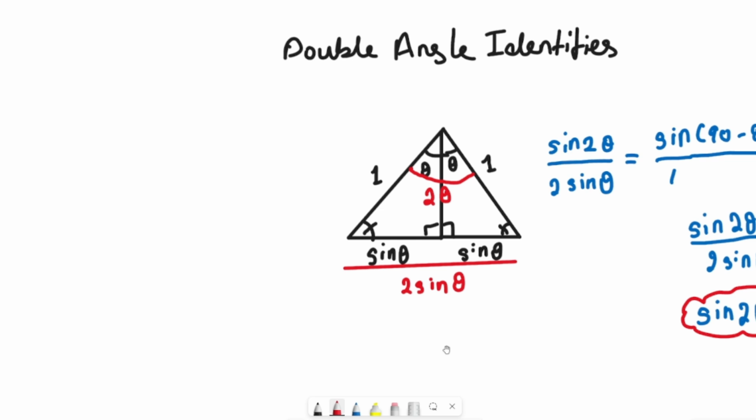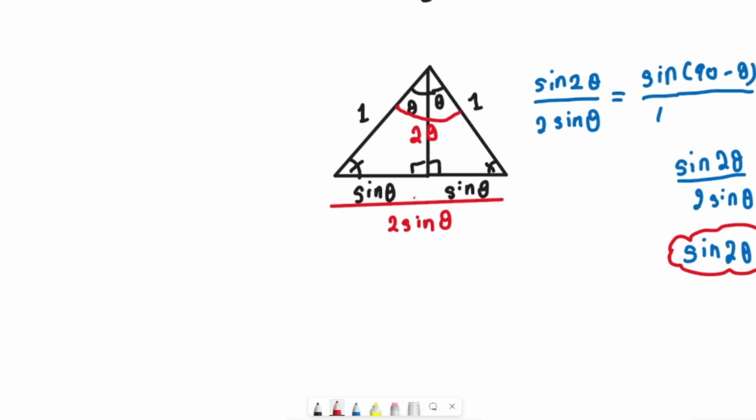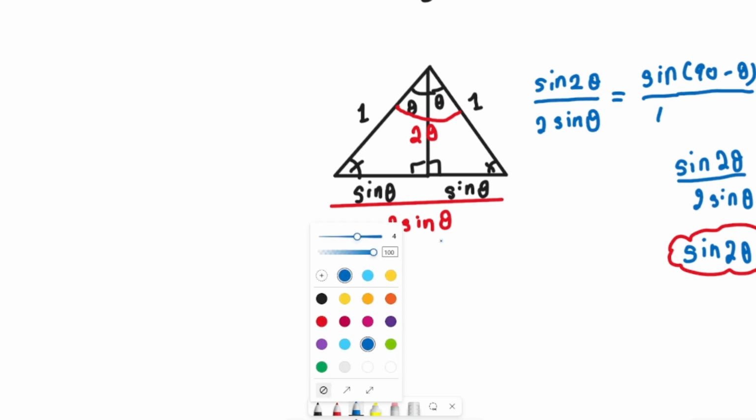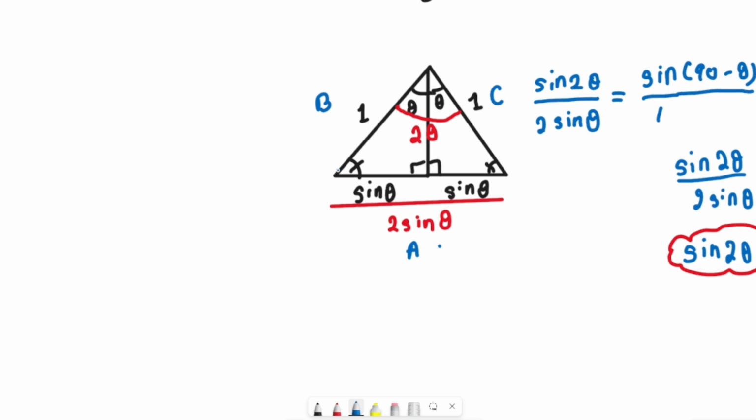As we know from the cosine rule, the side opposite to the given angle is going to be a squared is equal to b squared... Wait, let me just label this. We are going to say that this side is A, this side is B, and this side is C. What this means is we can use the cosine rule on this. So we use A, so we write 2 sine theta whole squared is equal to b squared plus c squared, which is 1 squared plus 1 squared.